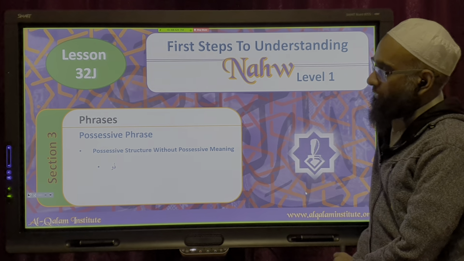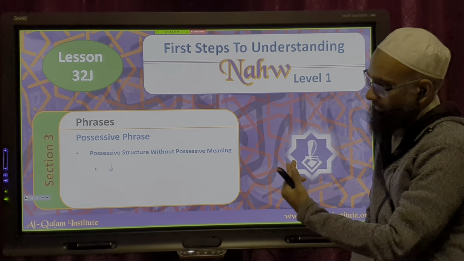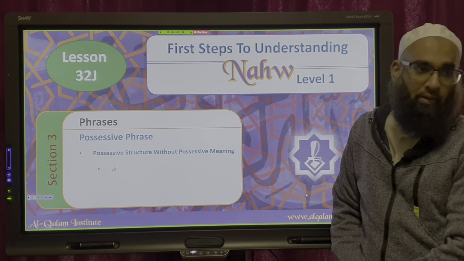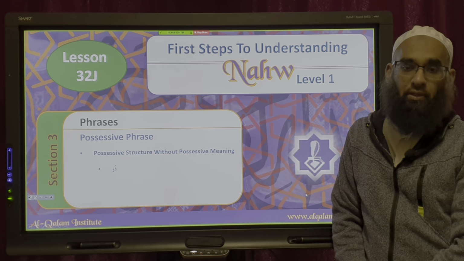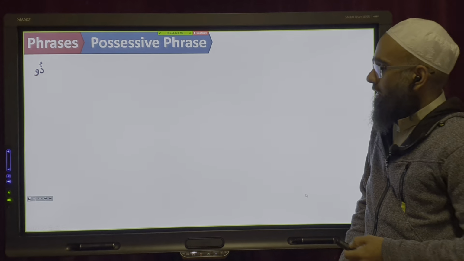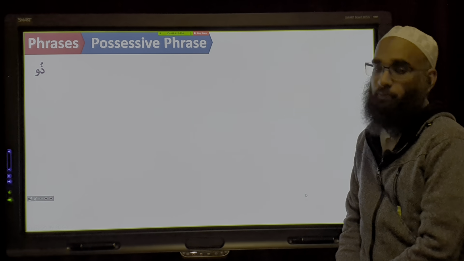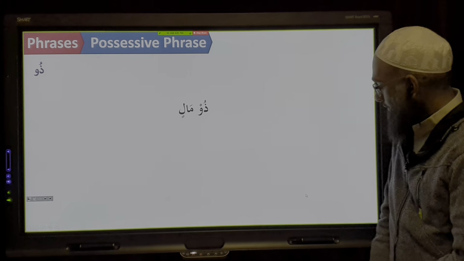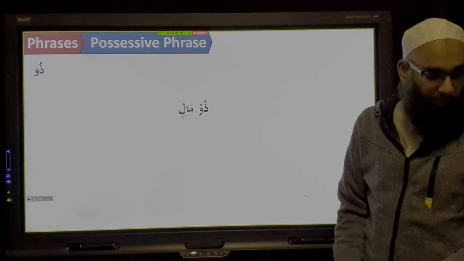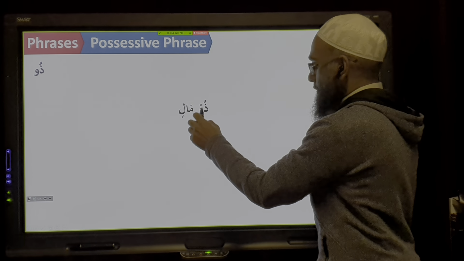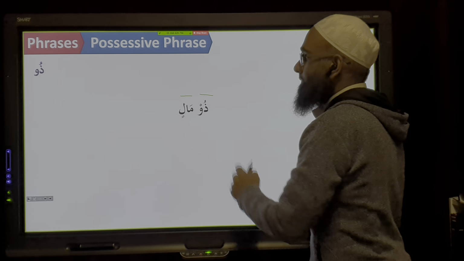So now we're moving on to the next word, which is used as a mudaf, but it does not have an ownership meaning as such. This word is called dhu. You may have done this before in Easy Arabic course. For example, I have the word here, dhu mal.